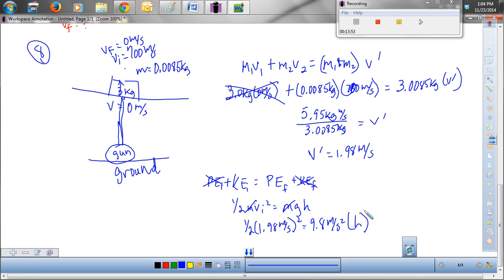So if I square my 1.98 and divide that by 2, and then divide that by gravity, I get about 0.20, 20 centimeters. H is about 0.20 meters. So there's that one for part B, and there's part A. I'm going to save this one, and then I'm going to record a new one.